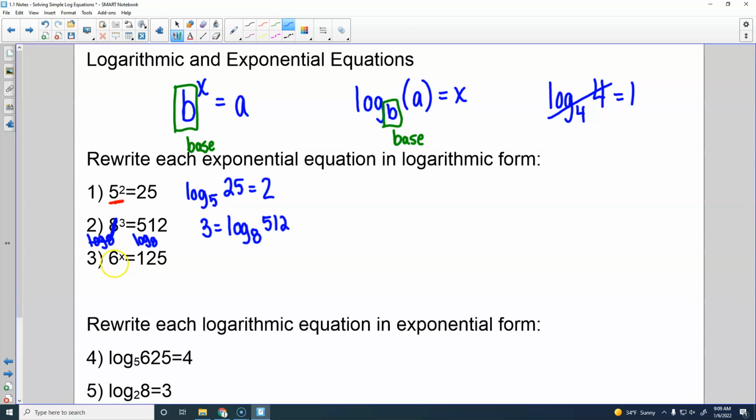So like here, if I've got 6 to the x equals 125, my base here is 6. If I think of doing log base 6 on both sides of this equation, the log base 6 and the 6 right here cancel out, just leaving the exponent, which is x. And then you would have log base 6 of 125 on the other side.